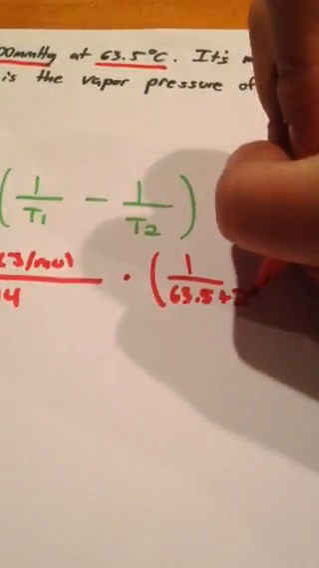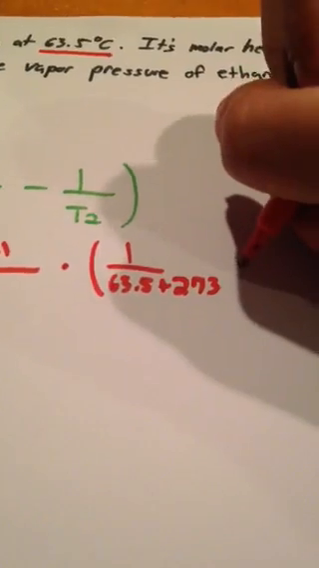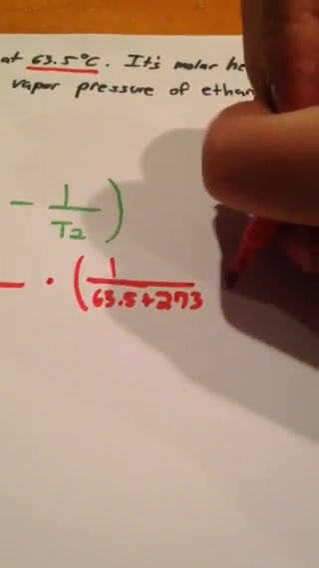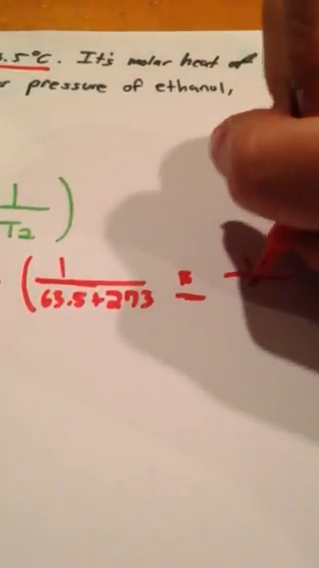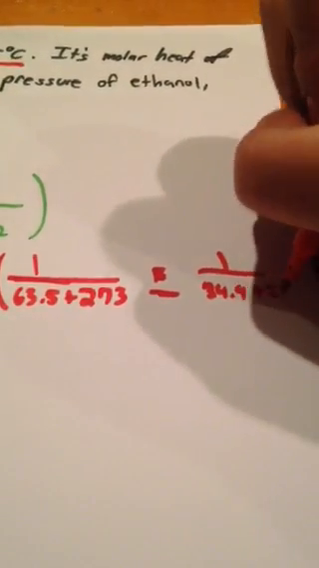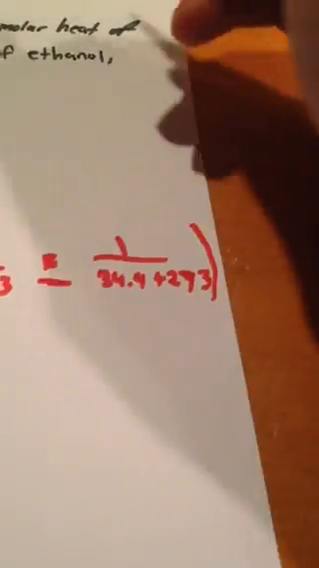plus 273, just so we could actually get it to kelvins. Okay, so I'm going to make sure we have that. Oops, sorry. Minus 1 over T2, which is 34.9, plus, of course, 273. Okay, now that we're going to have all that, we're going to just go ahead and solve.